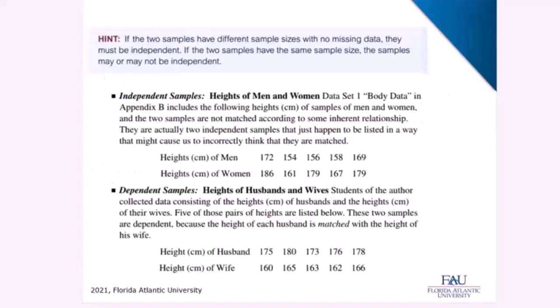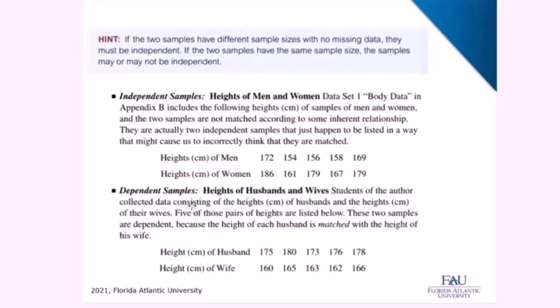Independent samples, heights of men and women. In Appendix B, we include the following heights of samples of men and women, and the two samples are not matched according to some inherent relationship. There's just a sample that we've taken of men and a separate sample that we've taken of women, and they don't know each other. They're not related in any way. Those are two independent samples that just happen to be listed in a way that might cause us to incorrectly think they're matched. They're not matched.